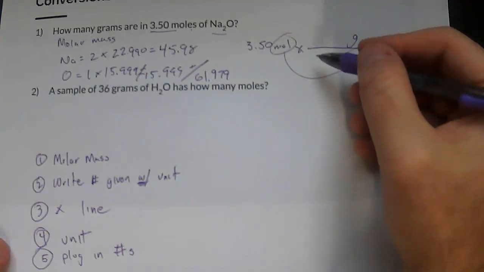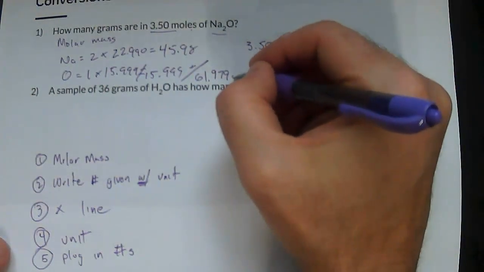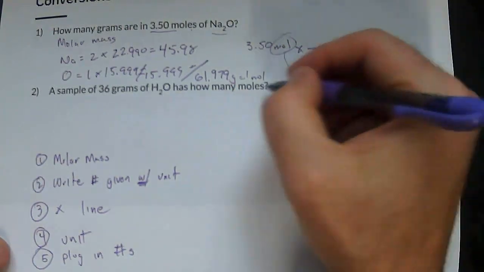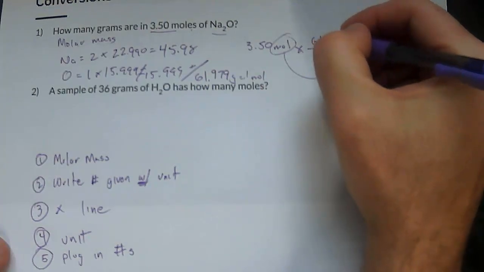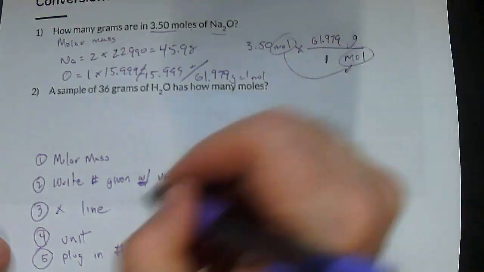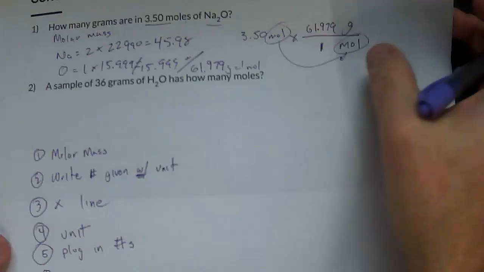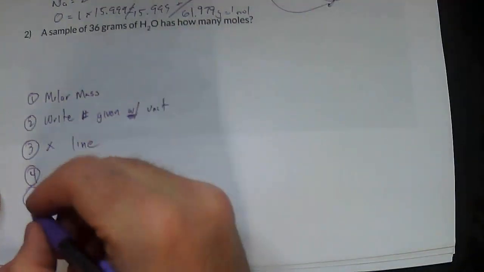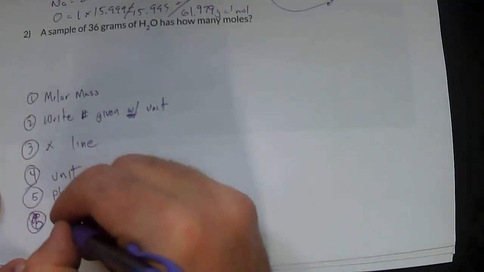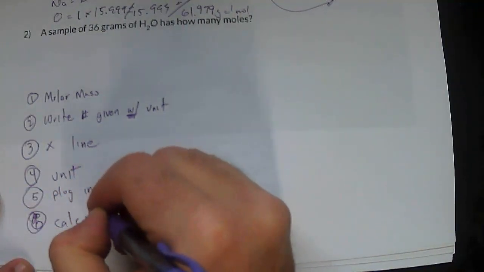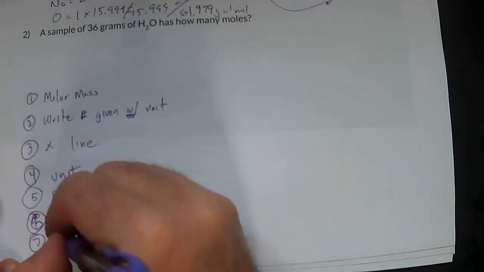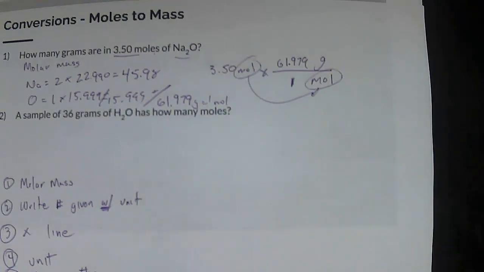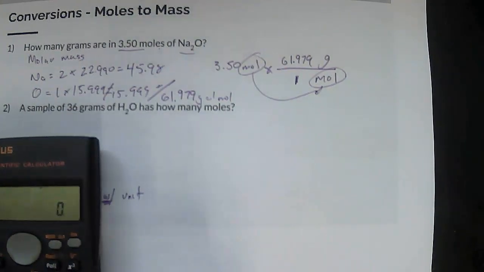So what are the numbers here? This was grams equals 1 mole. So how many moles do we have? 1, and then it's 61.979. And then step 6 is to calculate, and then step 7 is make sure you have the right unit. So let's calculate here.